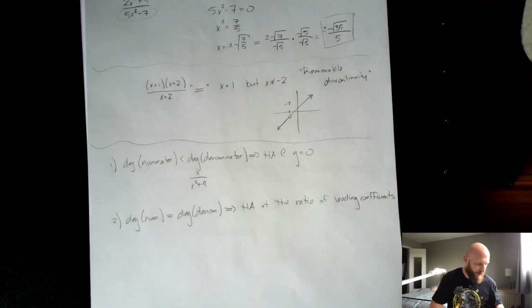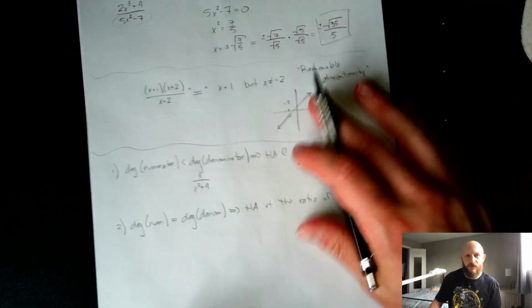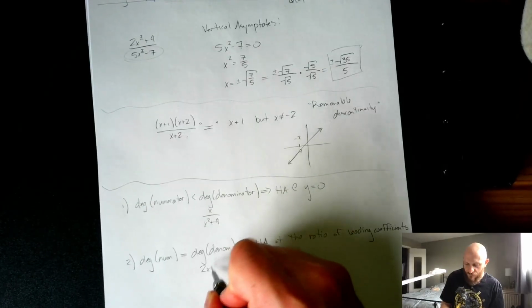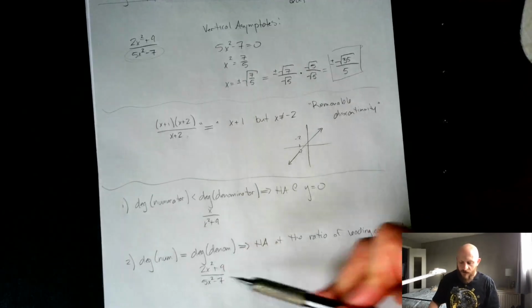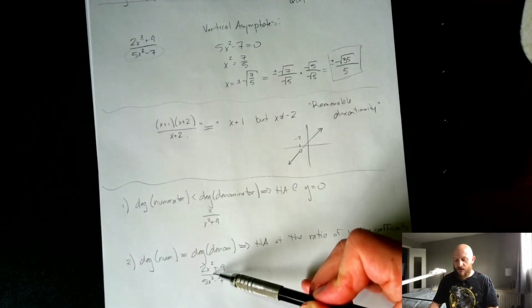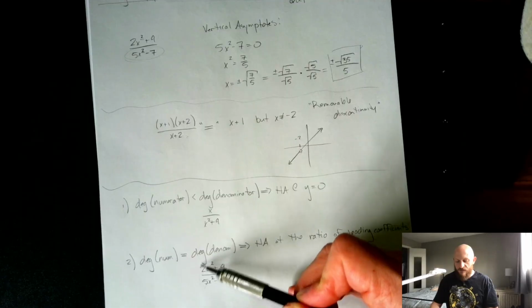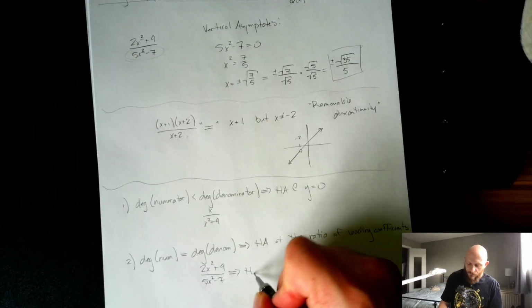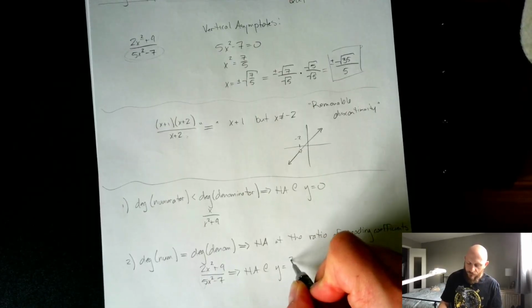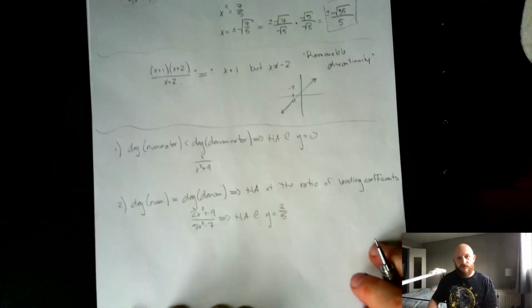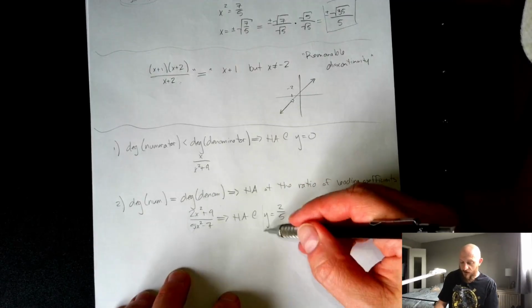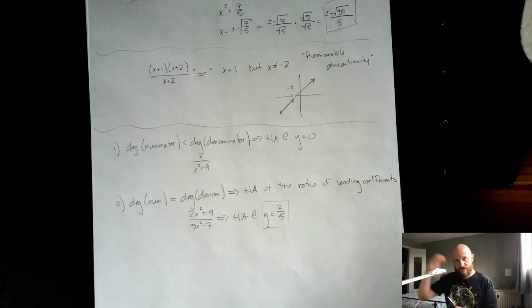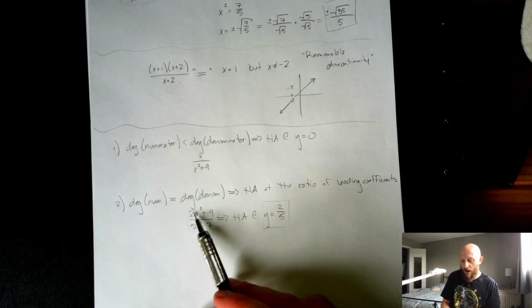So what's an example where we might come across this? Oh, right, the one that we were looking at earlier: 2x squared plus 9 over 5x squared minus 7. The degree of the numerator and the denominator are equal. The leading coefficients are 2 and 5. There's a horizontal asymptote at y equals 2/5. So assuming that the degrees of the numerator and the denominator are equal, take the ratio of those leading coefficients, that's where the horizontal asymptote will be. So in this case, y equals 2/5.